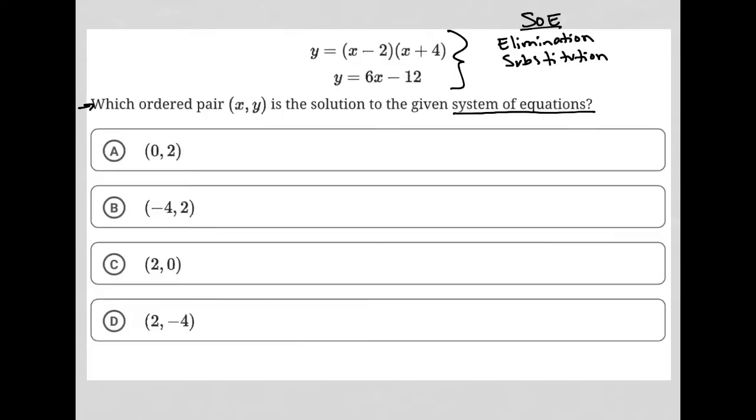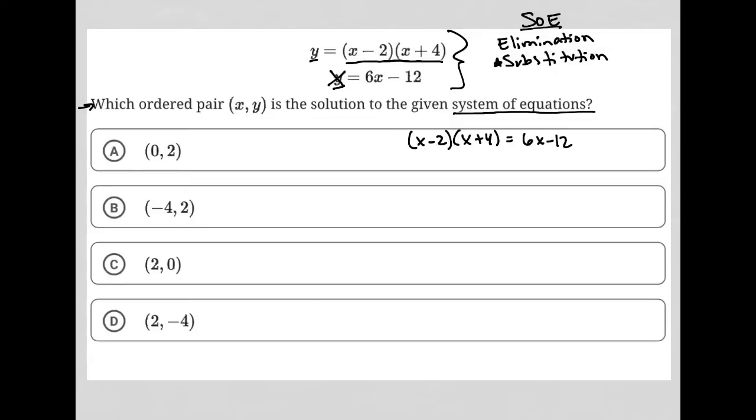We can see that there is an isolated variable, right? We have y isolated in the first equation. We also have y isolated in the second equation. So I'm going to use substitution. And substitution is just basically saying I can replace this y with what y equals from the first equation, so that I can create a new equation, which would say (x minus 2) times (x plus 4) is equal to 6x minus 12. And of course, I can simplify this.